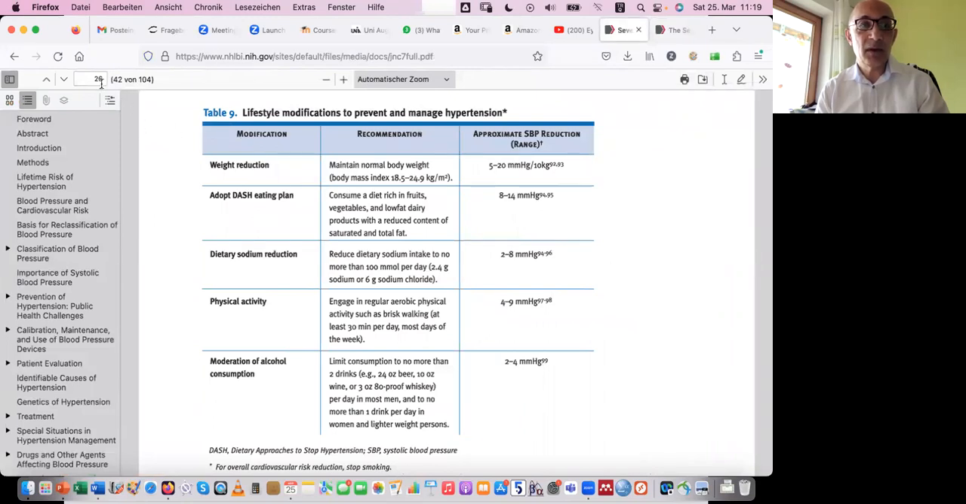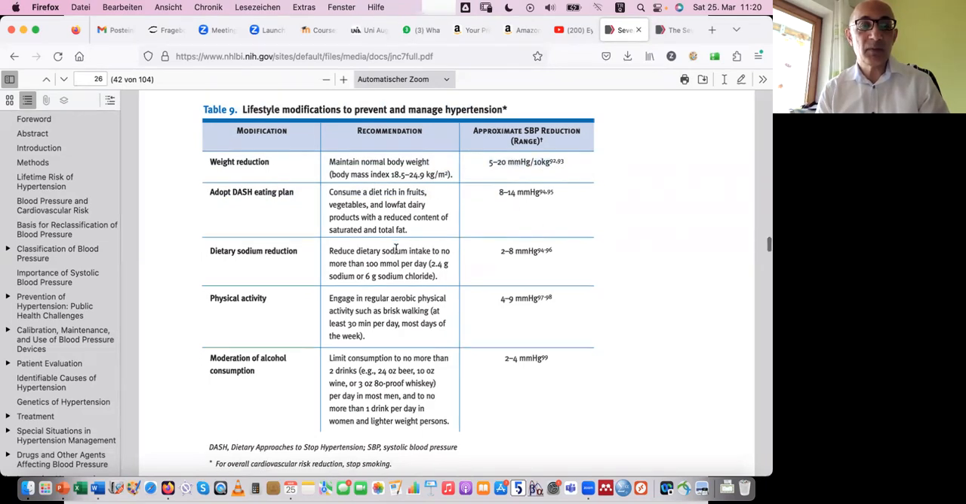Here on page 26, for example, in this JNC 7 guideline, there is a table showing how much benefit you can expect from different kinds of lifestyle modifications to prevent and manage hypertension. And here you see, with weight reduction, you may achieve 5 to 20 millimeters of mercury per 10 kilogram weight loss. Adopting a DASH diet, dietary approaches to stop hypertension, could also lead to approximately 10 millimeter mercury decrease in the systolic blood pressure, and so on.